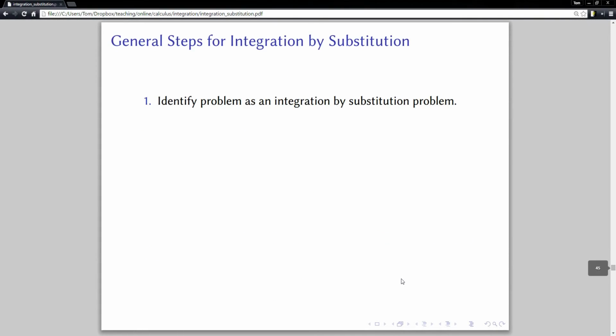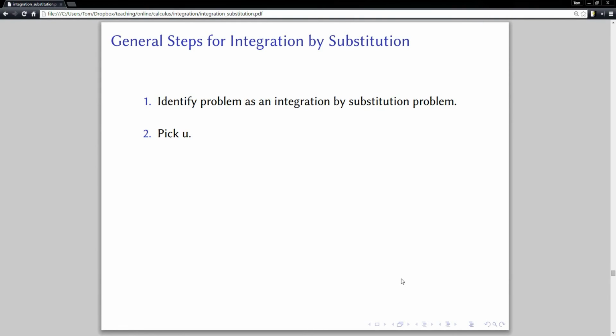Okay, just to recap the general steps for integration. Number one, identify the problem as an integration by substitution problem. So this would be similar to the chain rule type problems. We have some basic antiderivative or integral facts that you need to know from the previous section. And the integration by substitution problems would be ones where the inside part is more complicated, or ones where the basic facts don't apply.